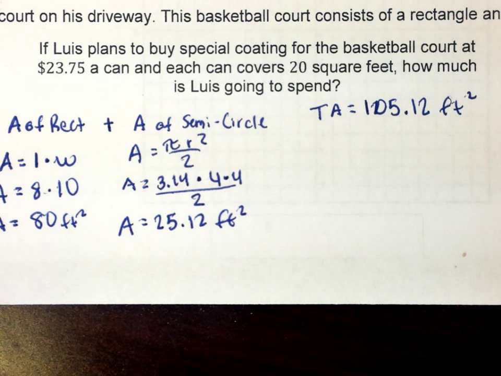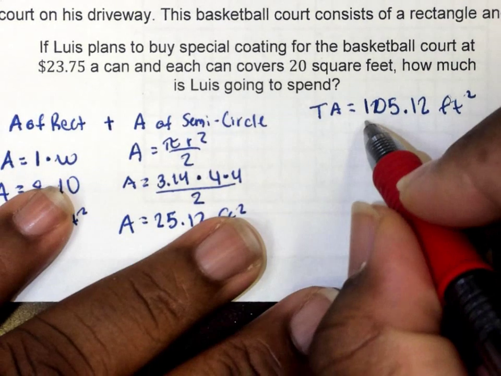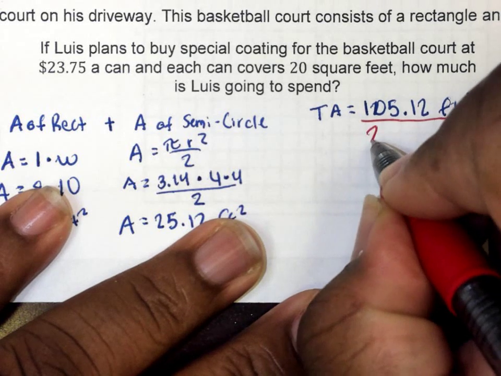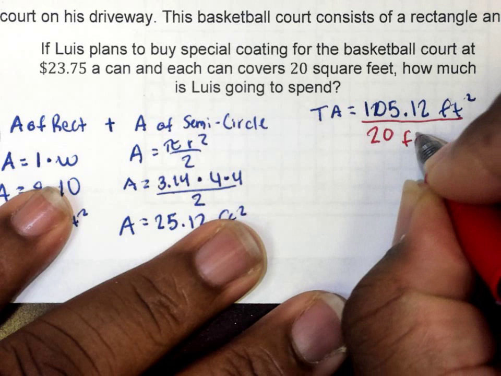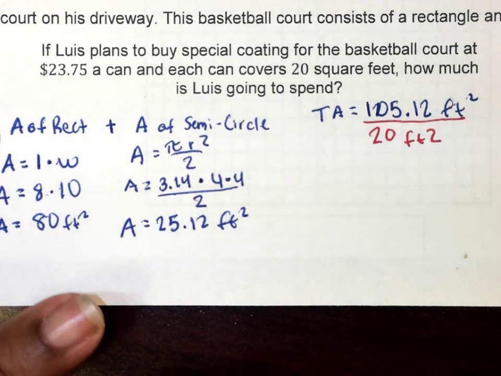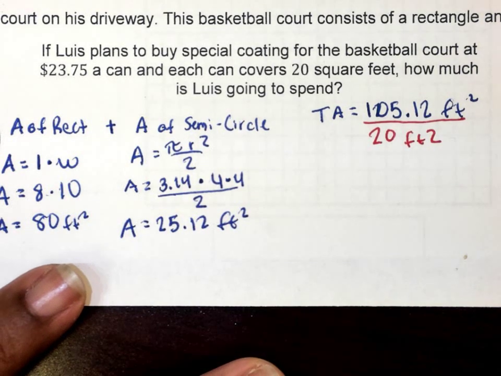Alright. So the area part should have been easy for y'all. Most of y'all got the area that I needed y'all to get. 105.12, right? Something like that. Then after that, you need to figure out the number of cans of paint he's going to buy. So most of y'all started here, and this is okay. Y'all divided by 20 square feet, because it said each can was going to cover 20 square feet.